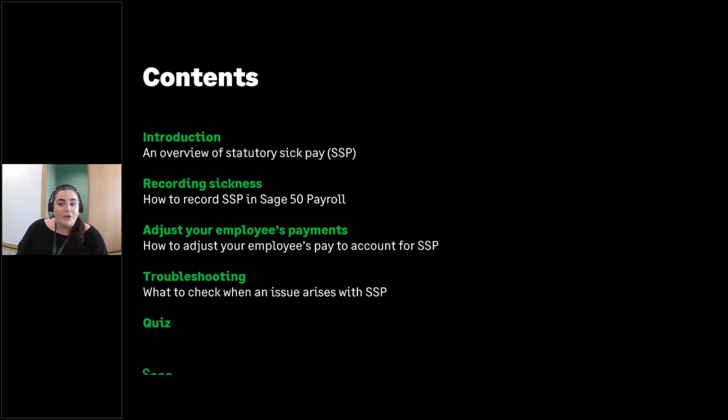So let's take a look at what we're going to cover. I'll start with an introduction to statutory sick pay, a little bit of an overview, the eligibility and some of the qualifying conditions as well. We'll then move on to recording sickness. There's a couple of ways you can record this in Sage 50 Payroll, and I'll show you all of those different options. And then how to adjust your employees' payments, so how to adjust your employees' pay to accommodate for this statutory sick pay.